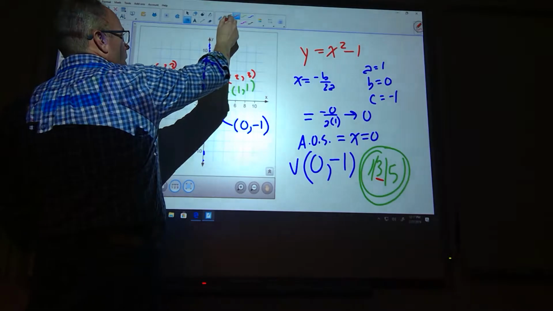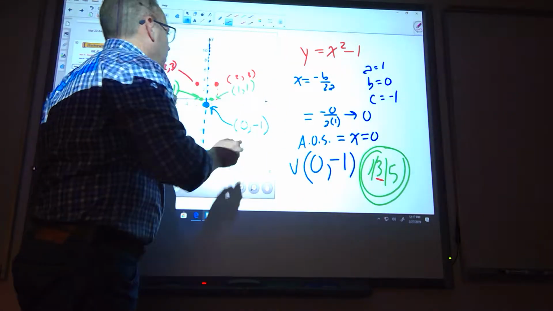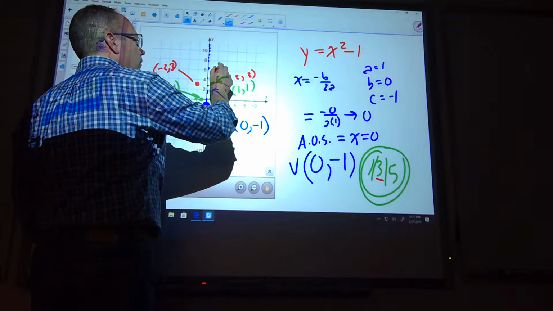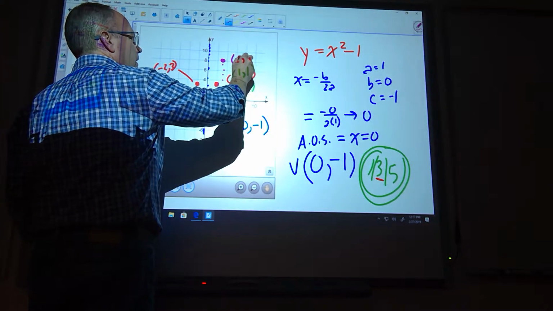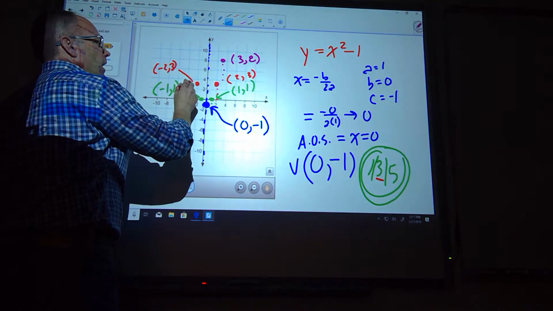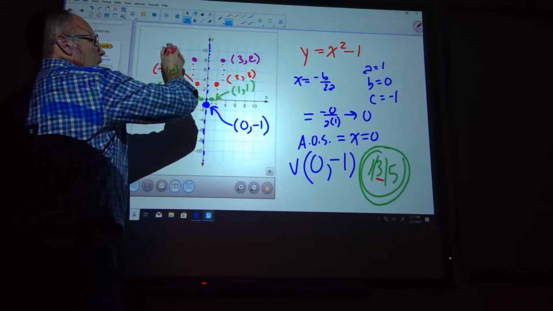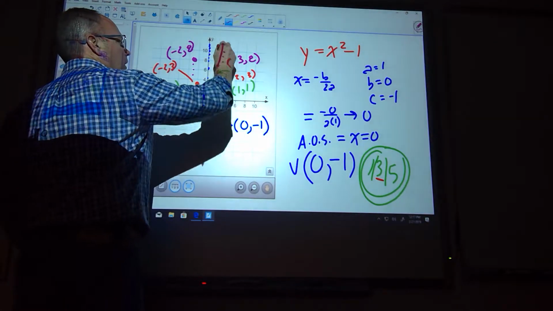I could even go one more, I guess. So I can go right 1 and up 5. So from here, I'm going to go right 1 and up 5. 1, 2, 3, 4, 5. So that's the point 3 comma 8. And if I go left 1 and up 5, 1, 2, 3, 4, and 5, that gives me the point negative 2 comma 8. I got all kinds of values up here.